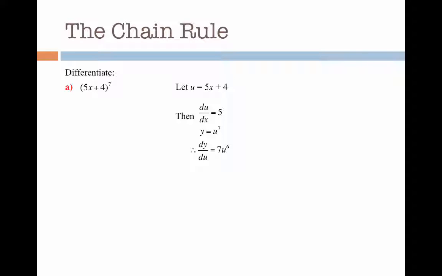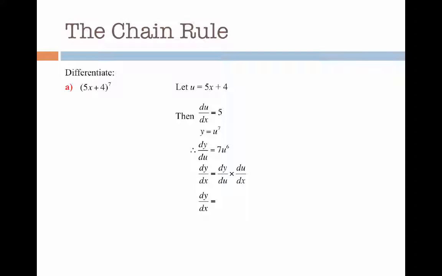Now the chain rule states that dy dx is going to be equal to dy du times du dx. The dy dx is the answer that we're looking for, the differentiation of the function. Dy du comes from the derivative of y with respect to u, and du dx comes with the differentiation of u with respect to x. You can think of it like a fraction, and we're cancelling off those du's even though we're not technically doing that, and that will give us the dy dx.